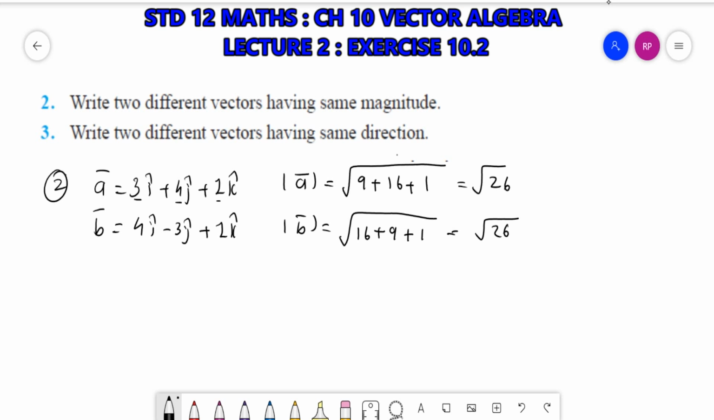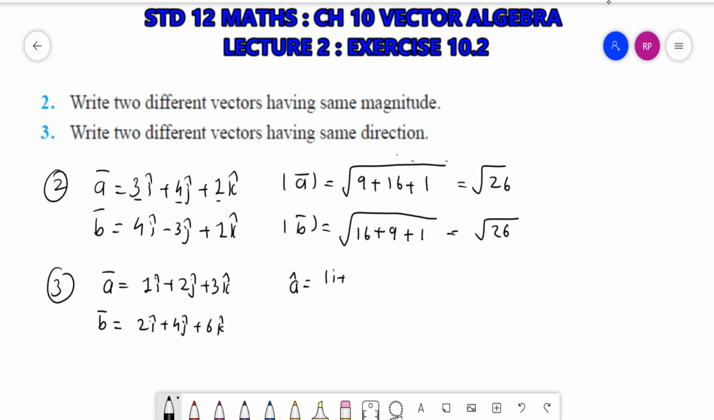Then the third one: write two different vectors having the same direction. If I take vector A as 1i plus 2j plus 3k, and multiply this by 2, that means 2i plus 4j plus 6k, then both will have the same direction. Let's find out the unit vector. That is vector 1i plus 2j plus 3k upon under root of 1 square plus 2 square, that is 4, plus 3 square, that is 9. So 1i plus 2j plus 3k upon 9 plus 4, 13, plus 1, 14, root 14.